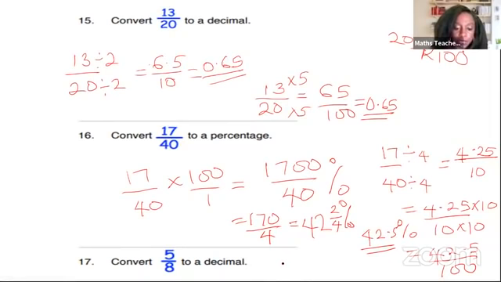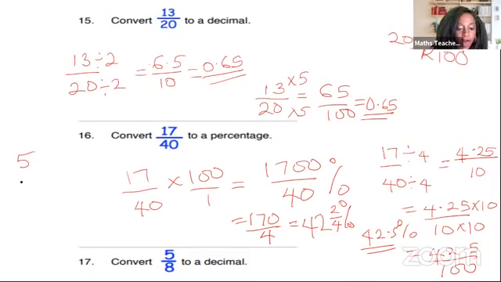So I am going to discard these changes so that I can actually write on the other side. So if we have to convert 5 over 8 to a decimal, we can use any of these methods. Like I said, you can see me using the long division and the short division. Anyone which is good for your child is all right.